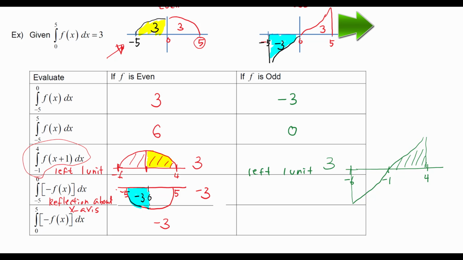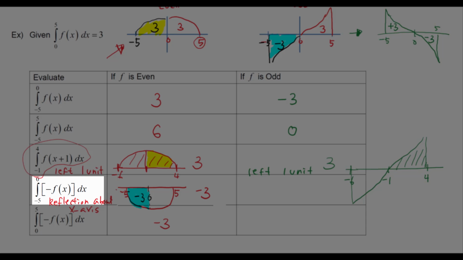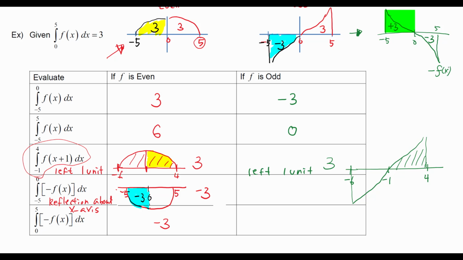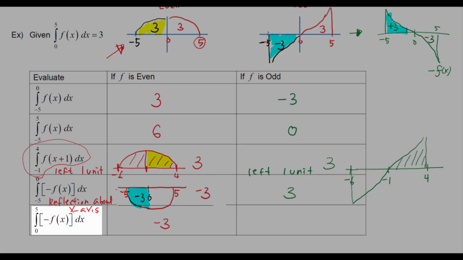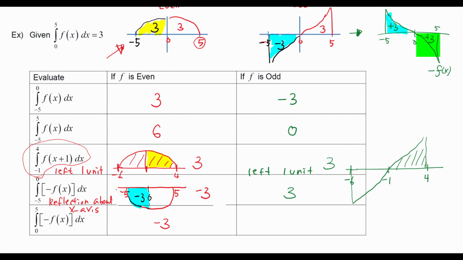And then what do you do if you reflect this about the x-axis? So reflect this about the x-axis, then now it becomes like that. This is negative 5 now, and this is a positive 5 now. So this is positive value 3, this is negative 3. So what do we want? We want the integral of negative 5 to 0 of negative f(x). So that will be positive 3, since it's this. And what about 0 to 5 of negative f(x) dx? That will be this, which is equal to negative 3.